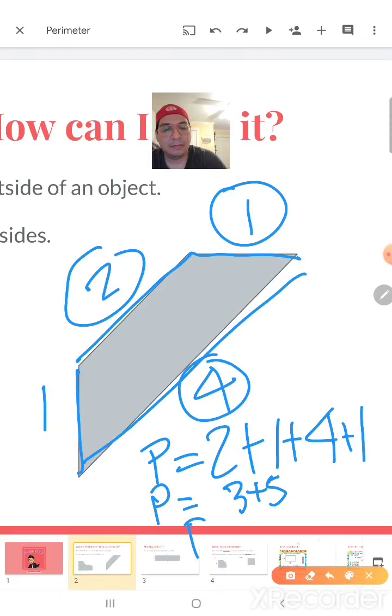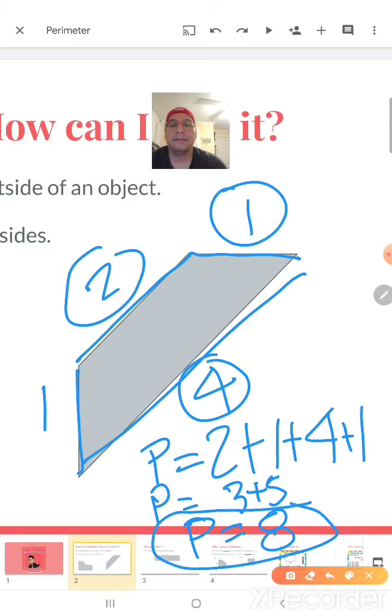P is equal to 8. My perimeter is 8. Perimeter is equal to 8. Not difficult for us to do. Very simple, very straightforward. All it is is putting the outside sides of an object together, and that is your perimeter.